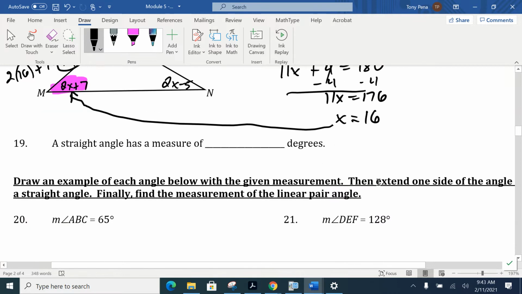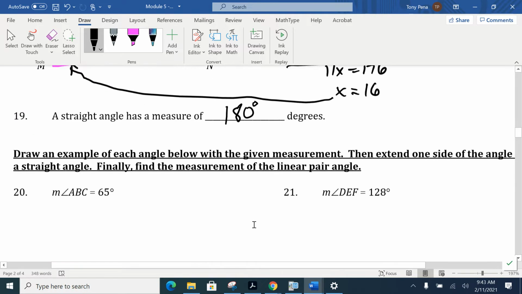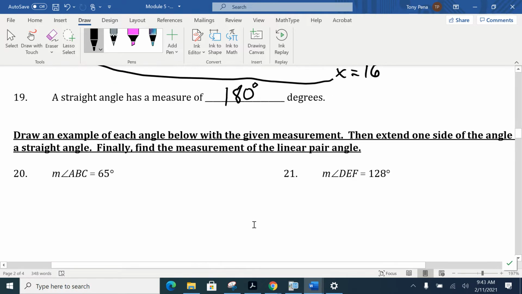Okay, so that's that. Number 19, the other one that we deal with a lot that hopefully we are seeing is that a straight angle, so just a straight line, always has a degree measure of 180 degrees. So both a triangle and a straight line. So for number 20, it says draw an example of each angle below with the given measurement and then extend that angle so that we have a straight angle and then tell me what the measurement of the next angle would have to be. So what this gets at is understand all of these are based off of understanding a 90-degree angle. So don't draw this yet. This is not what I want you to draw in. A 90-degree angle is that perfect T.